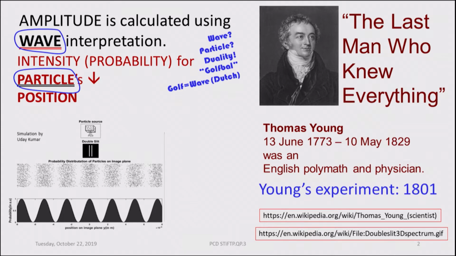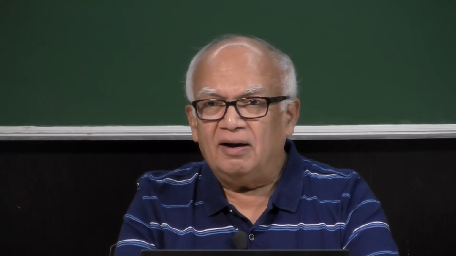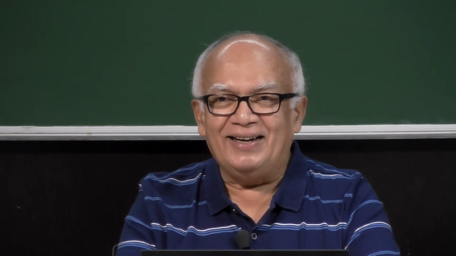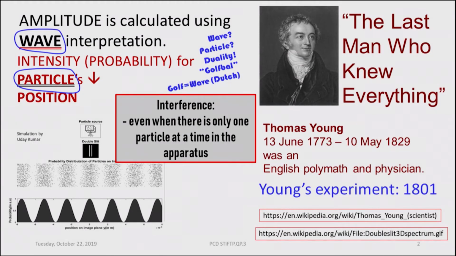And one nice term that I found on the internet, some student of physics has written that he would call it a golf ball. In Dutch, the meaning of golf is a wave, and he came up with this term called golf ball. I think it's a nice term. And what is exciting is that you see the interference pattern even when there is only one particle or one photon in that apparatus. Now, this is really stunning. Okay?